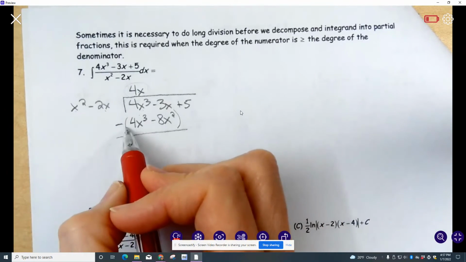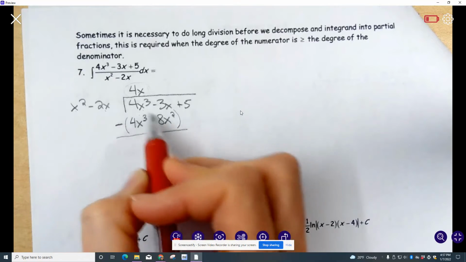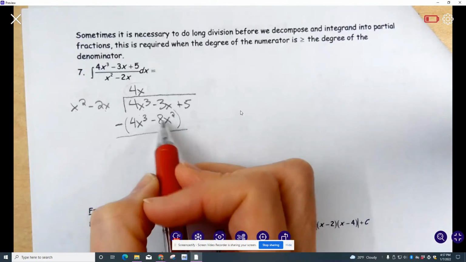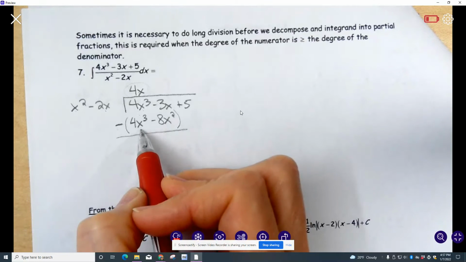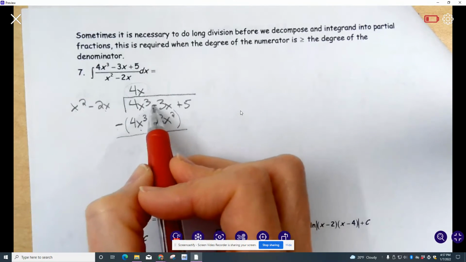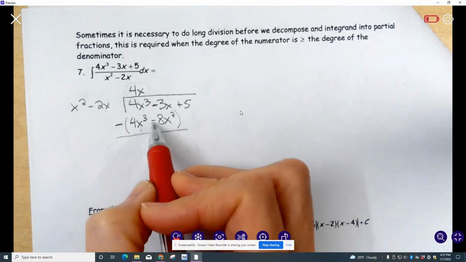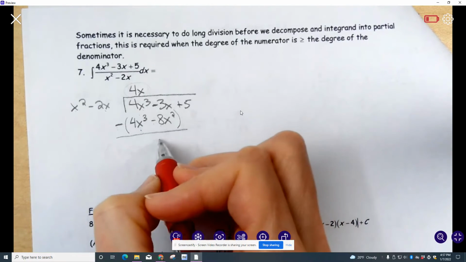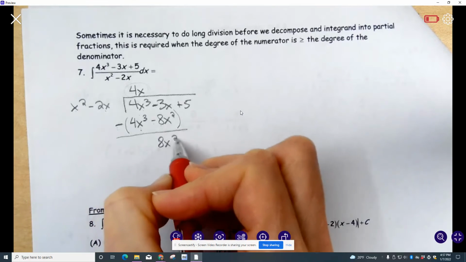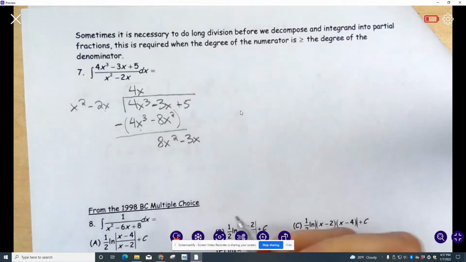So I do the negative outside the parentheses, so I remember to distribute. Now these should add to 0. 4x to the third minus 4x to the third is 0. That's what I want. Negative 3x, minus a negative, plus 8x squared. This is going to get me positive 8x squared minus 3x.